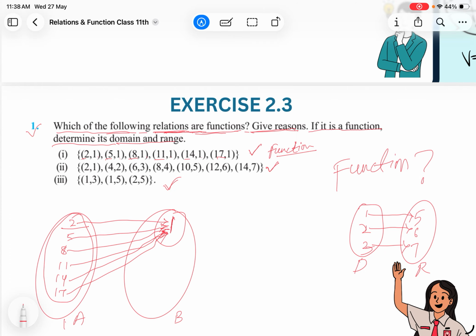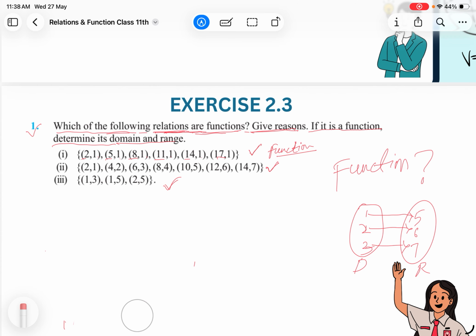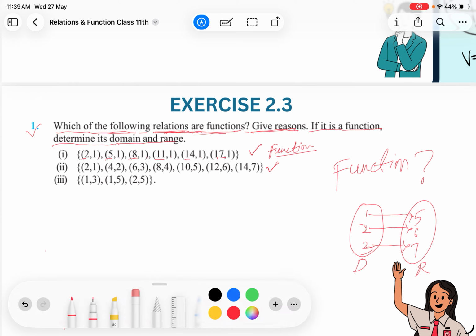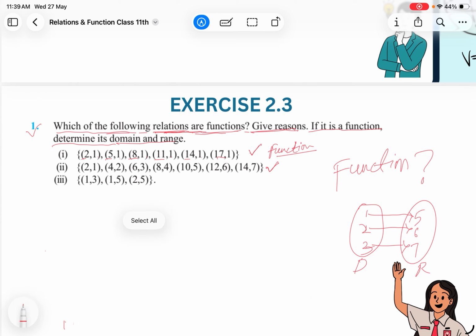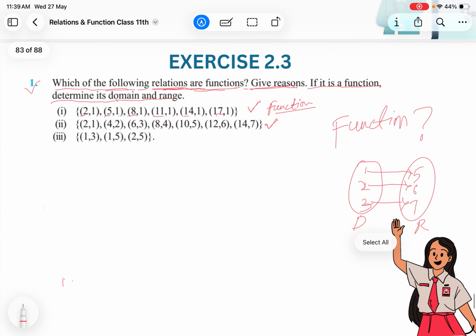Okay, now the next one. Next question, question number 2. Here we have given, let's draw an arrow diagram.